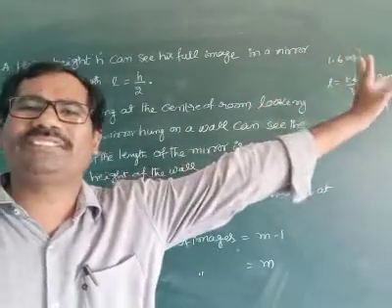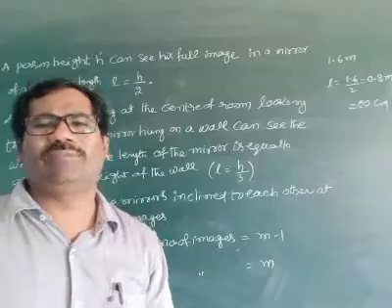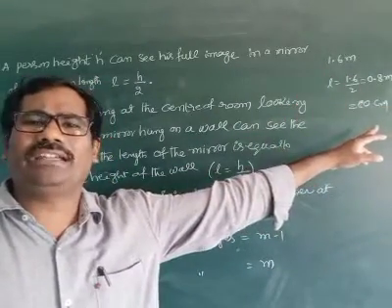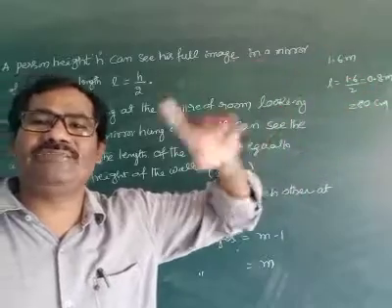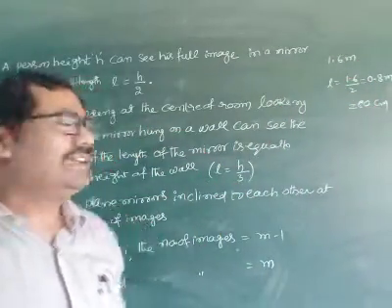Example, 1.6 meters height of the person. You can see the full image. What is the height of the mirror? That means 80 centimeters length of the mirror. Okay, next one.